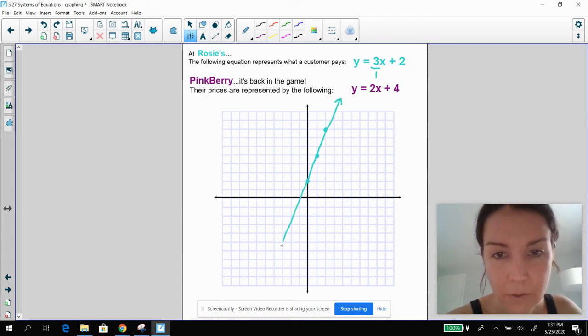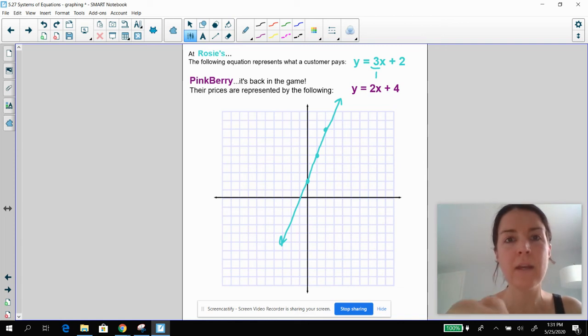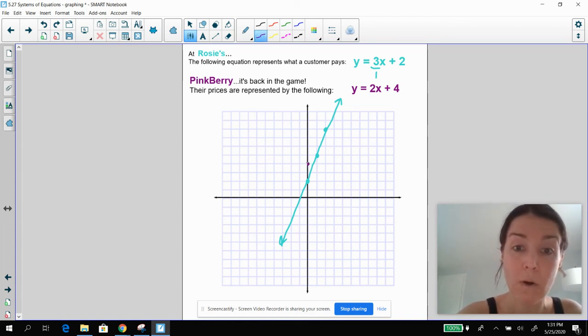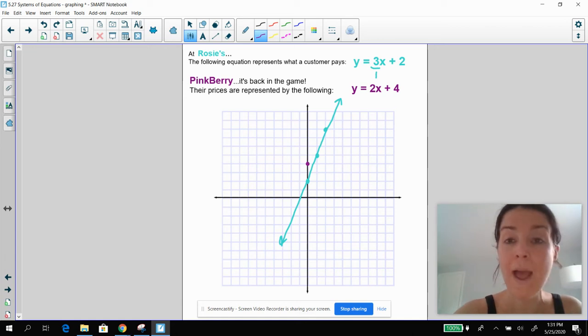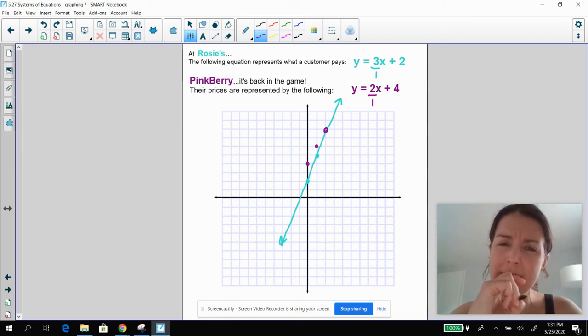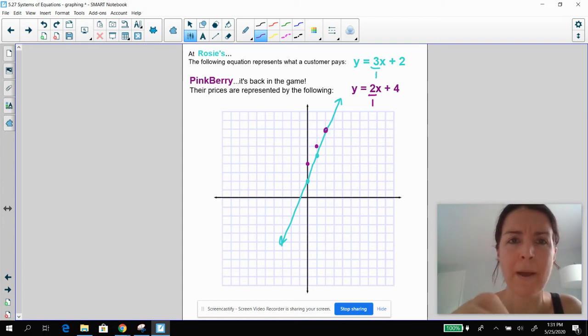Rosie's, and I can go in this direction too. And then let's also look at Pinkberry here. So Pinkberry, my y-intercept is 4. So I'm up 1, 2, 3, 4. And then my slope is 2 over 1. So I'm going to go up 2 over 1, up 2, over 1, up 2 over 1. Interesting. So what do you notice here about what happens?